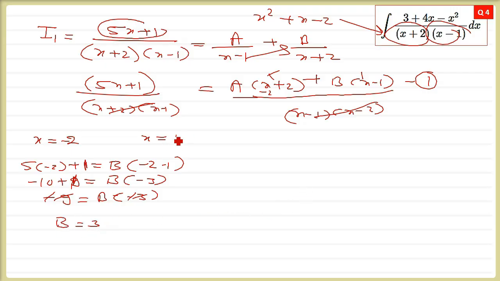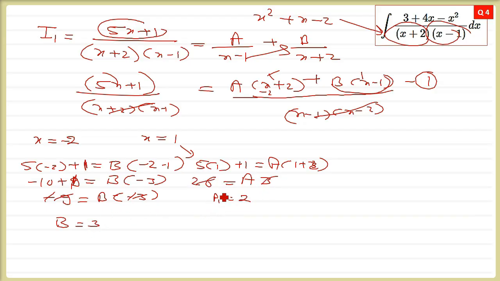Now put x equals 1 in this equation number 1. So the second term will become 0. You will get an a from here. So 5 into 1 plus 1 equals a into (1 + 2). So 5 plus 1 is 6, 3a, this is 3. So you get a equals 2. So we have a equals 2, b equals 3.